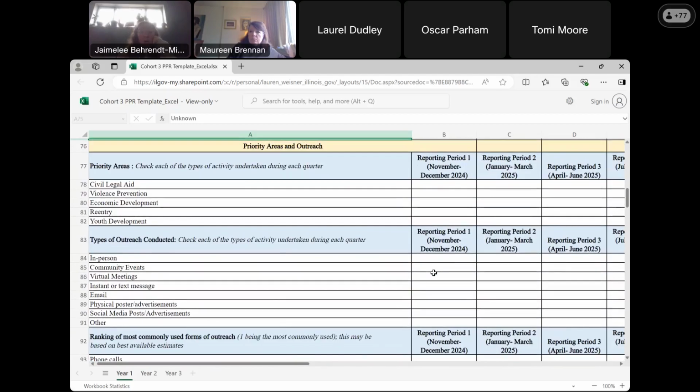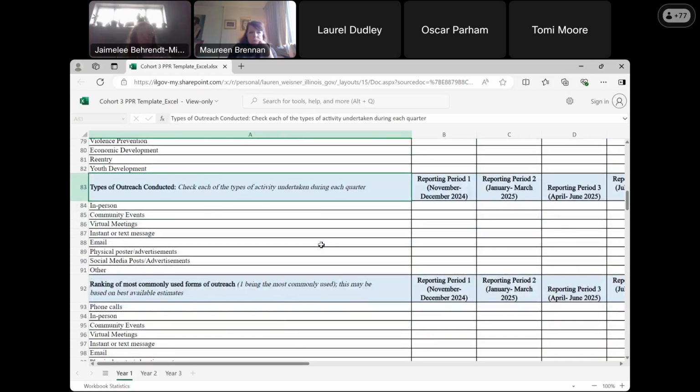The next part of the PPR is going to be based on your priority area, right? And so we want to know, are you all doing civil legal aid, violence prevention, economic development, reentry, or youth development services? And we want to understand which ones you're doing. So this would just be checks. And we want to understand what kind of outreach you're doing in order to be able to get your clients. And so again, these are just checks here.